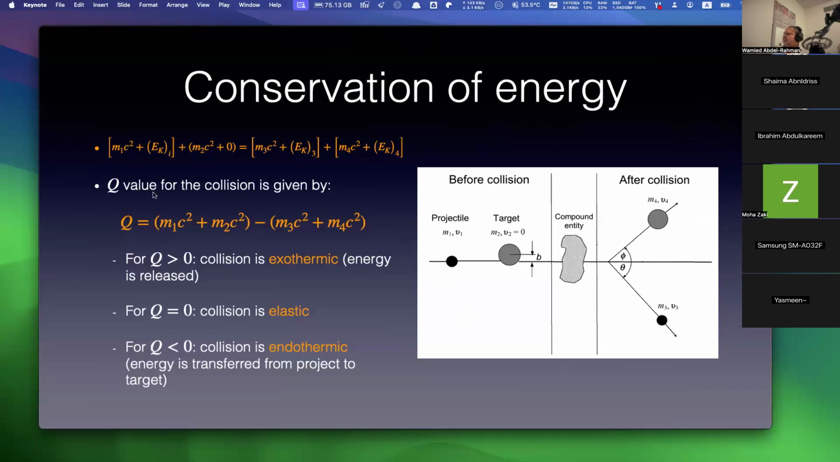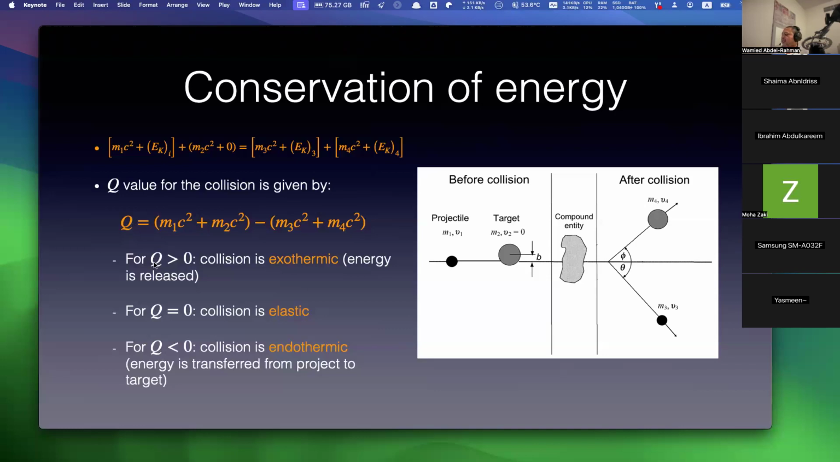Based on this, we like to define a Q value for the collision. The Q value is, very simply stated, the masses of the particles before the interaction minus the masses of the particles after the interaction. No kinetic energy is actually there. So this is the Q value.